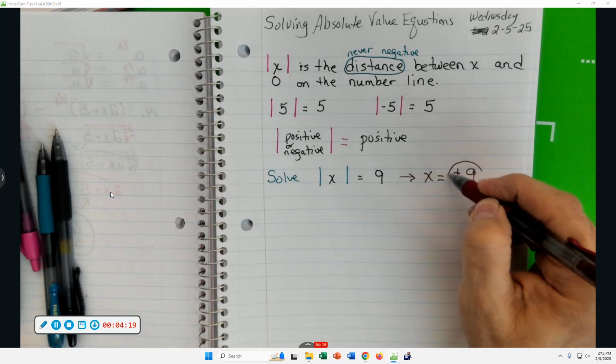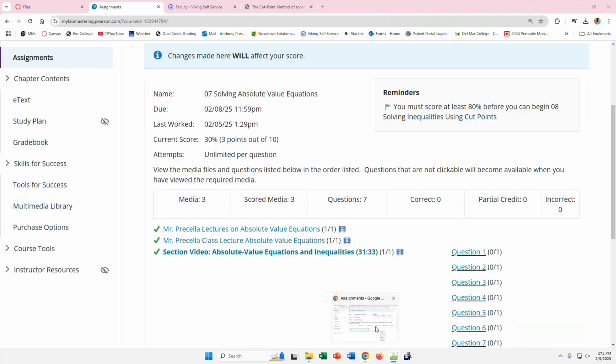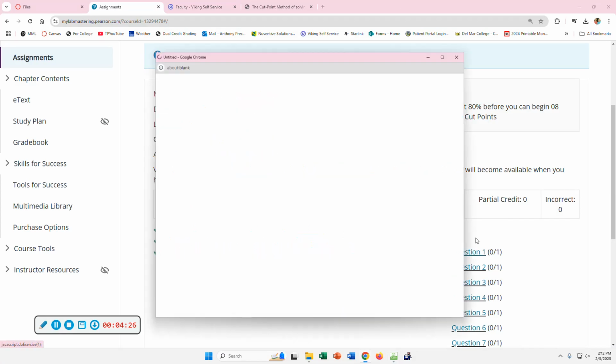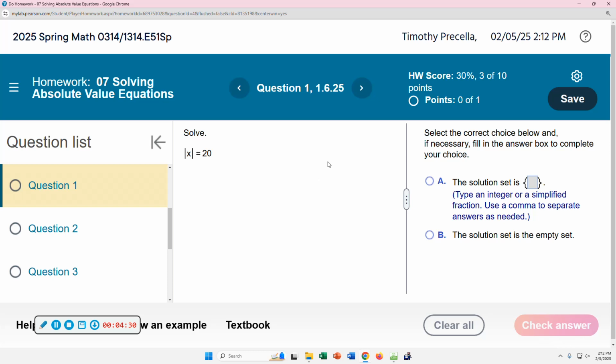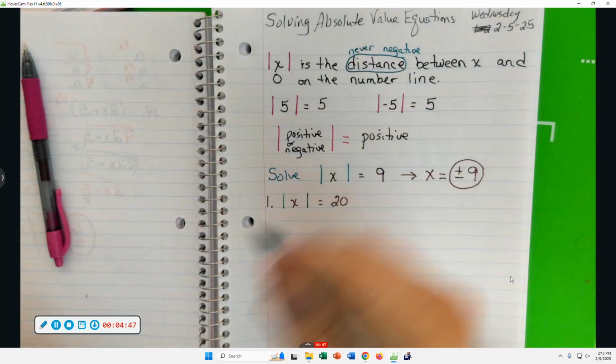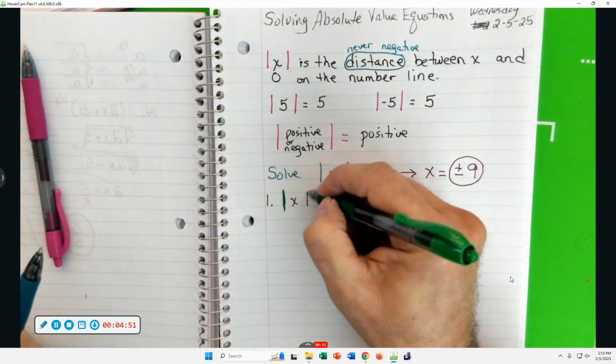If we look at problem number 1, oh wow, look at that, only 7 problems here. So again, I know y'all went through a lot the last time. Let's see, is this one hard or easy? Absolute value of x equals, is that a 20? Yes. I'm trying to make sure that the absolute value bars look different from everything else.